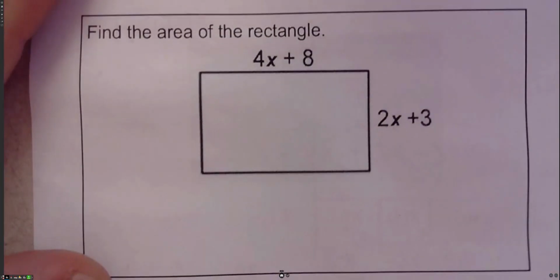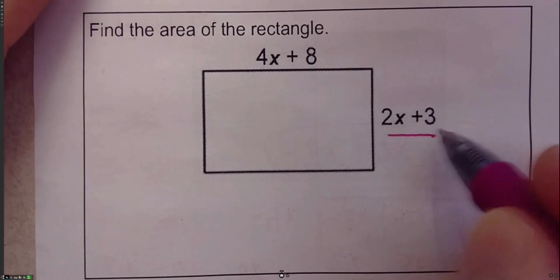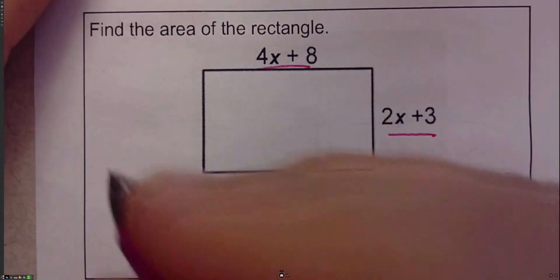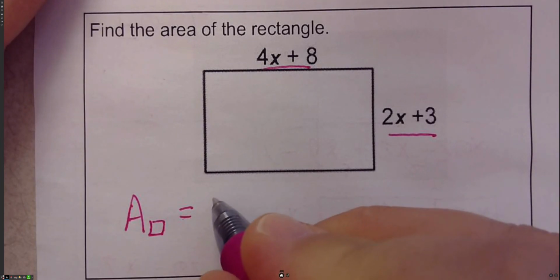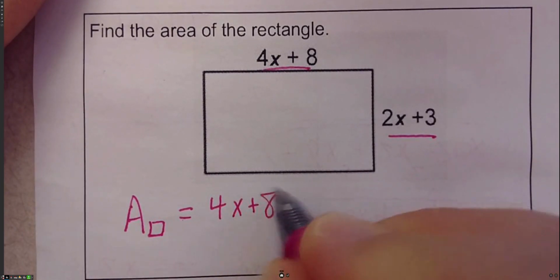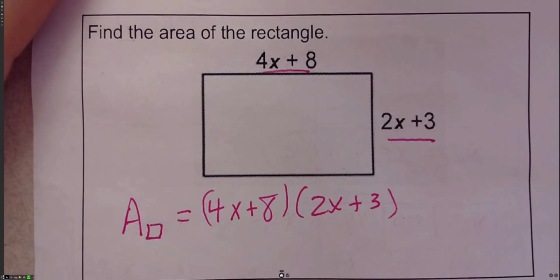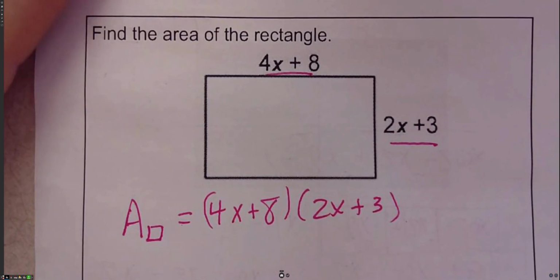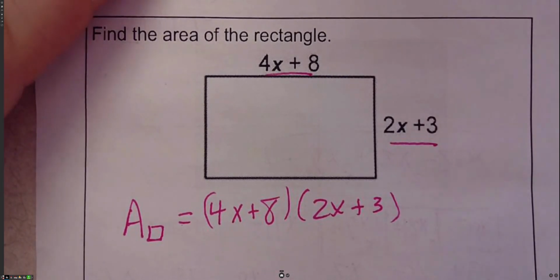All right, same question, but now it's a rectangle. What is the area of a rectangle? Base times height. So we're just going to multiply these two, right? So the area of the rectangle is (4x plus 8) times (2x plus 3). And technically, that's the right answer. If the directions were to say, give me the distributed form, then we would want to distribute this.